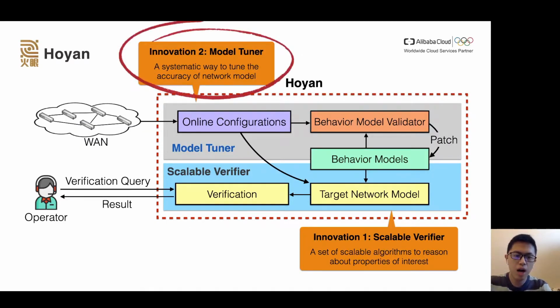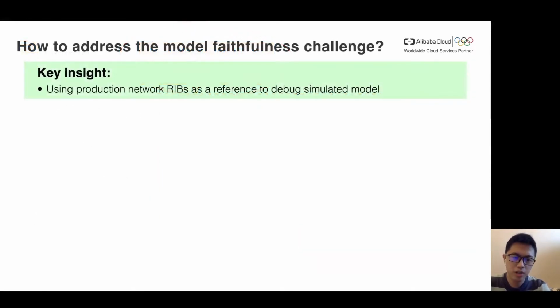Now, let me show you how we address the model accuracy challenge. To address the second challenge, we built a device behavior model tuner, which uses a production network as a reference for our simulated model debugging. This model tuner periodically checks the difference between the real-world routing tables and simulated routing tables to localize the vendor-specific behaviors.